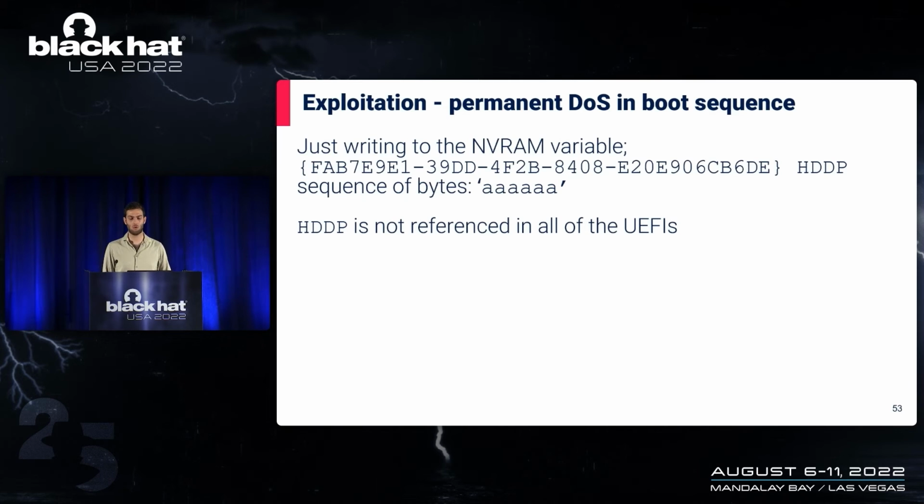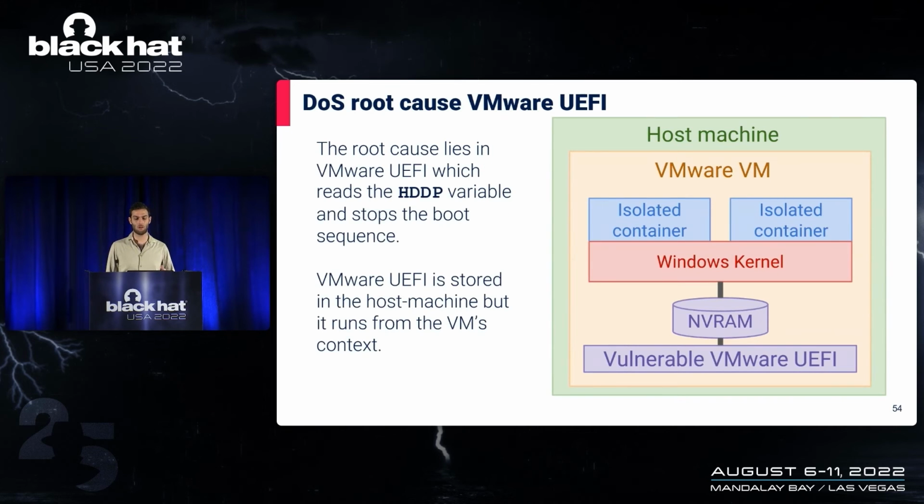But this variable exists only on some UEFIs, on VMware UEFI. If we run a Windows container inside a Windows VM, running on a VMware machine, for example, ESXi or VMware Workstation, the UEFI of the Windows VM is the vulnerable component. So when we write the HDDP variable from the container, it will cause the VMware VM permanent denial of service.